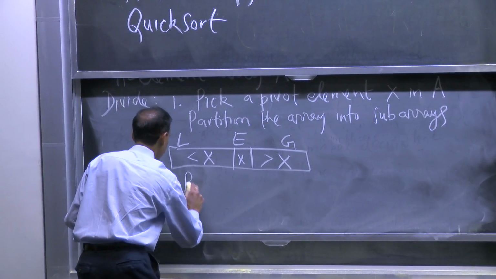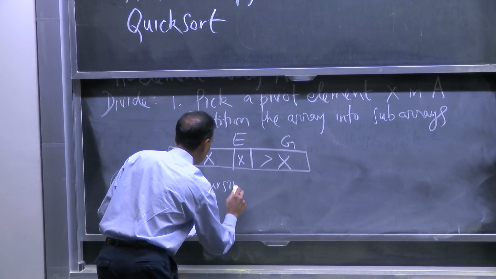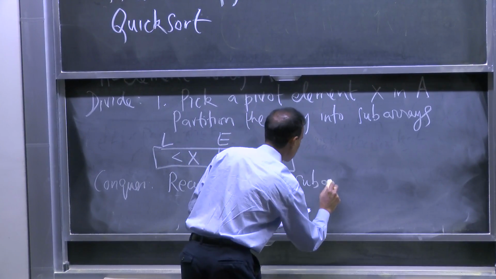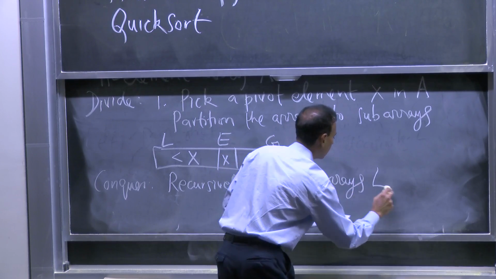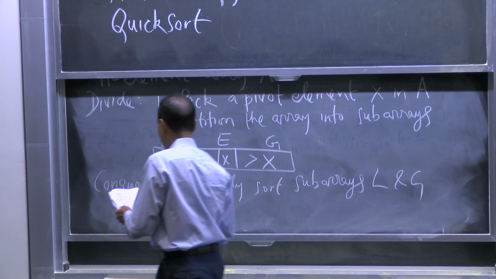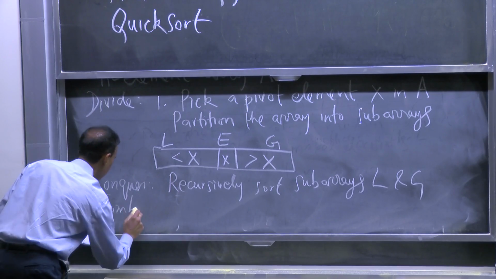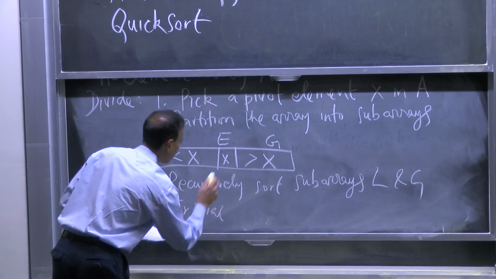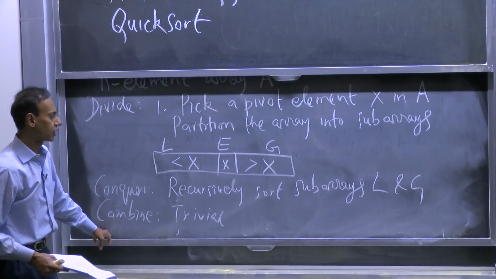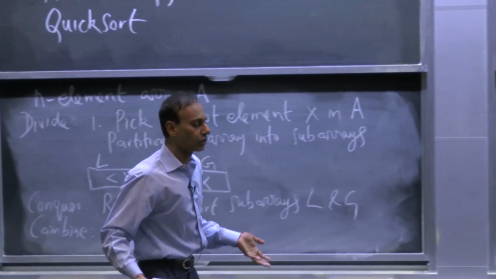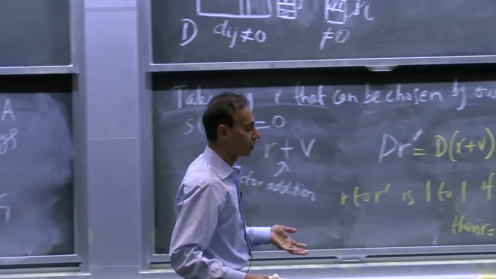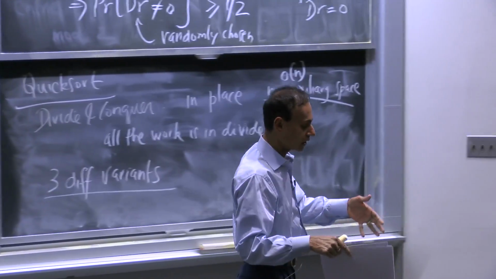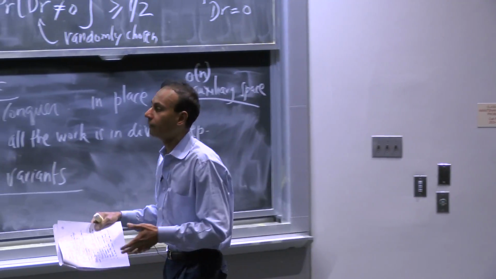So recursively sort subarrays L and G. Combine, or merge, is trivial, because you've already broken things up thanks to the pivoting, and you just concatenate those arrays. And that's why you can do this in place. There's no issues. You're really recursively sorting subarrays. You are moving things around a little bit when you do the partition.